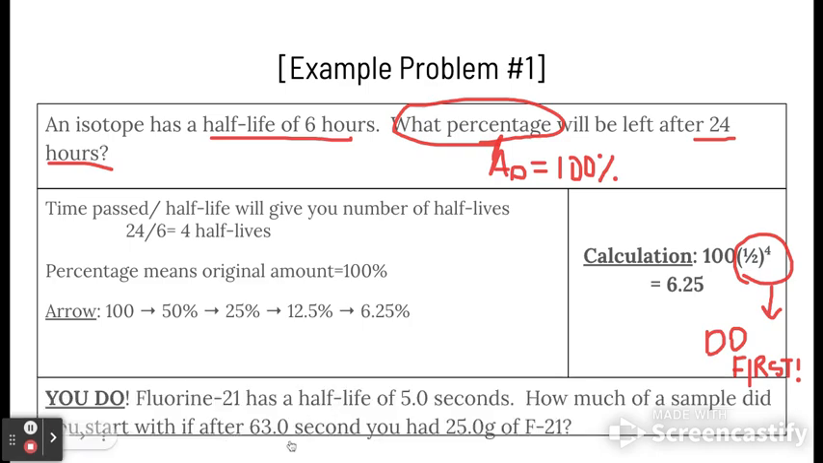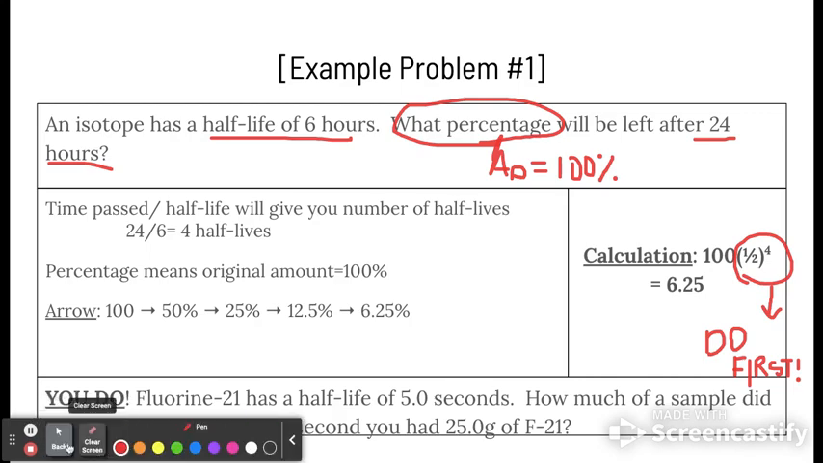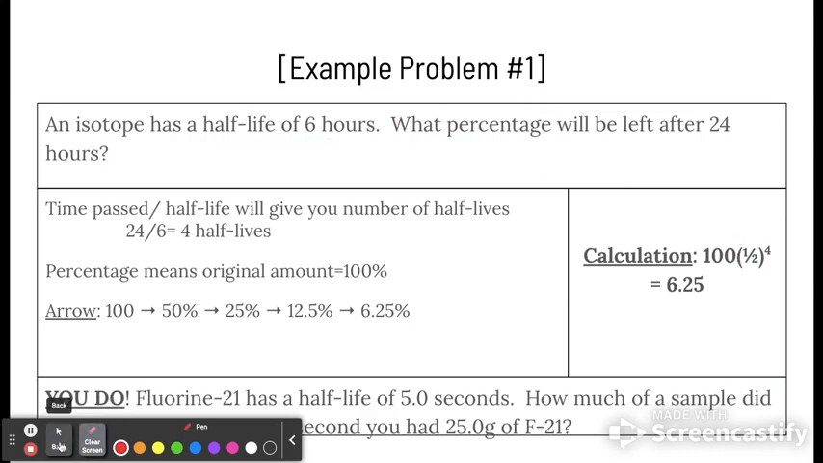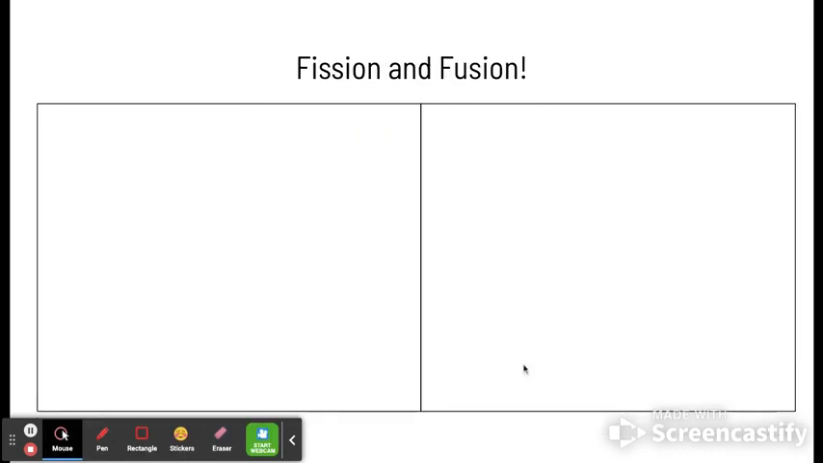You go ahead and try this example, which is in your notes. Fluorine 21 has a half-life of 5 seconds. How much of the sample did you start with if after 63 seconds you had 25 grams of F21 left? So you actually are looking for the A naught, not the A sub T. Go ahead and try that one. Pause the video and try it because it might take you a minute.